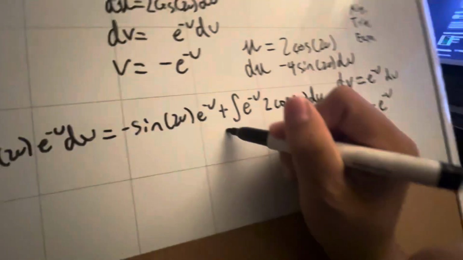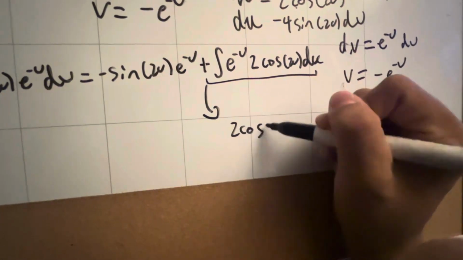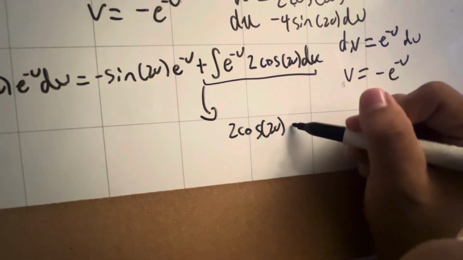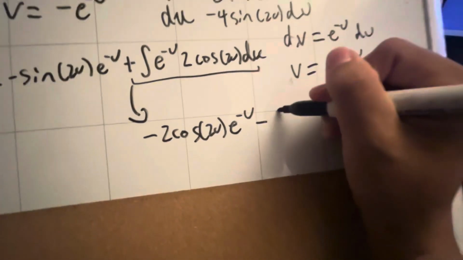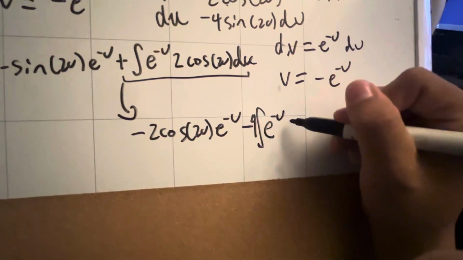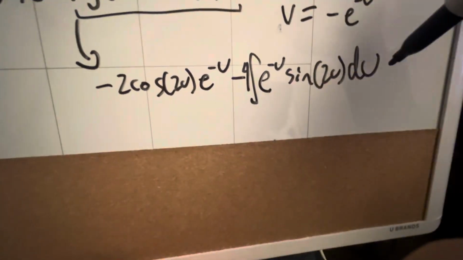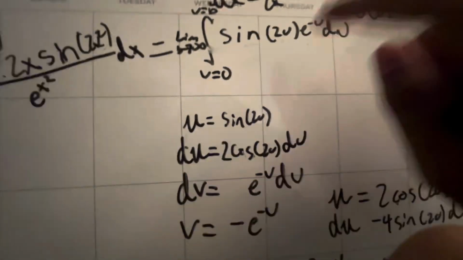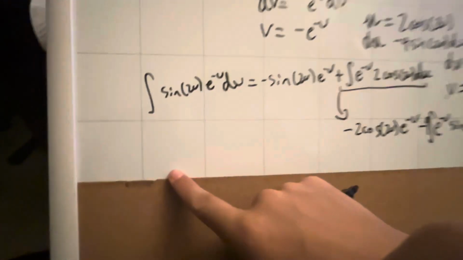Okay, so now we gotta write this entire thing as 2 cosine 2u times negative e to the negative u, minus, but there's a minus here, and there's also a minus here, so minus minus minus is just minus, the integral of v du, e to the negative u times 4 sine 2u du. If you notice, this is the same thing as the original, right here. So what we're gonna do is add this to this.